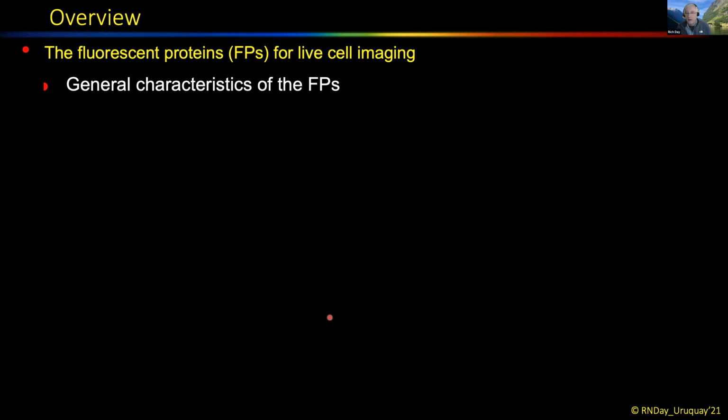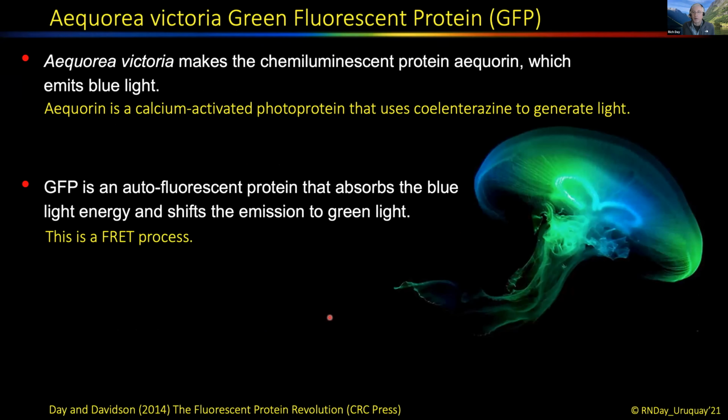So let me start out by talking to you a bit about the general characteristics of the fluorescent proteins. And as I'm sure you all know, the jellyfish Aequorea Victoria is where GFP came from. And this jellyfish makes a chemiluminescent protein called Aequorin, which is a calcium binding protein that uses coelenterazine as a substrate to generate light when calcium binds, and it emits blue light.